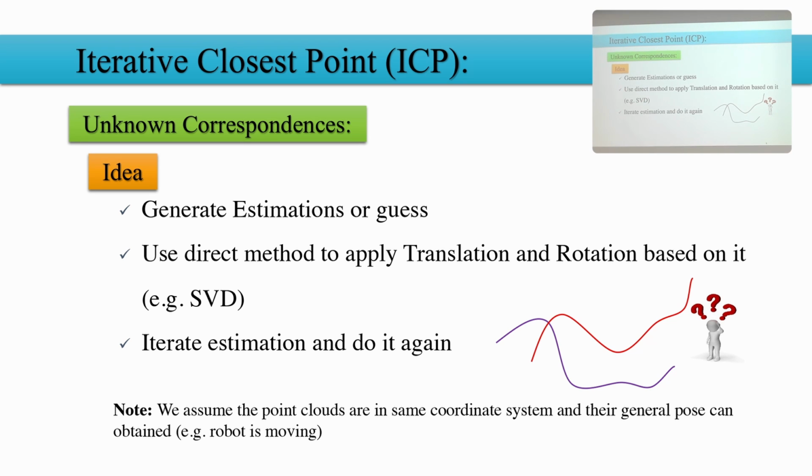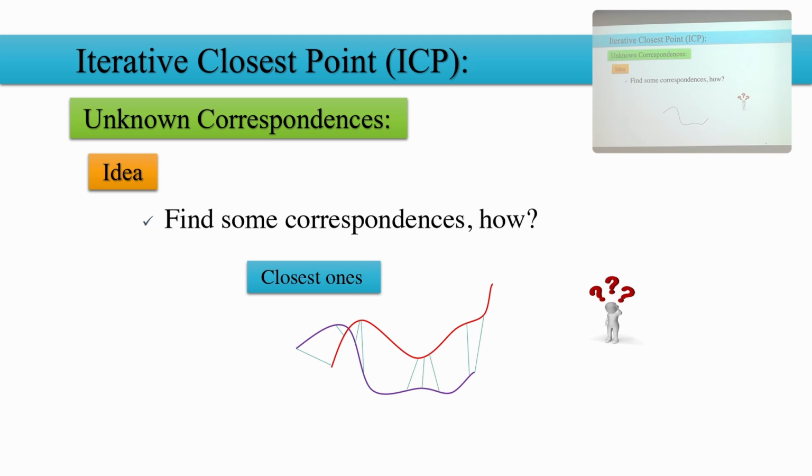So as I told you, we iteratively can do that. We assume that the point clouds are in the same coordinate system because we don't want to make it complex. For example, the robot is moving or something. So now we need to find correspondences. How to do that? Guesses. So one of the techniques, as it's named over here, iterative closest point, is finding the closest point.